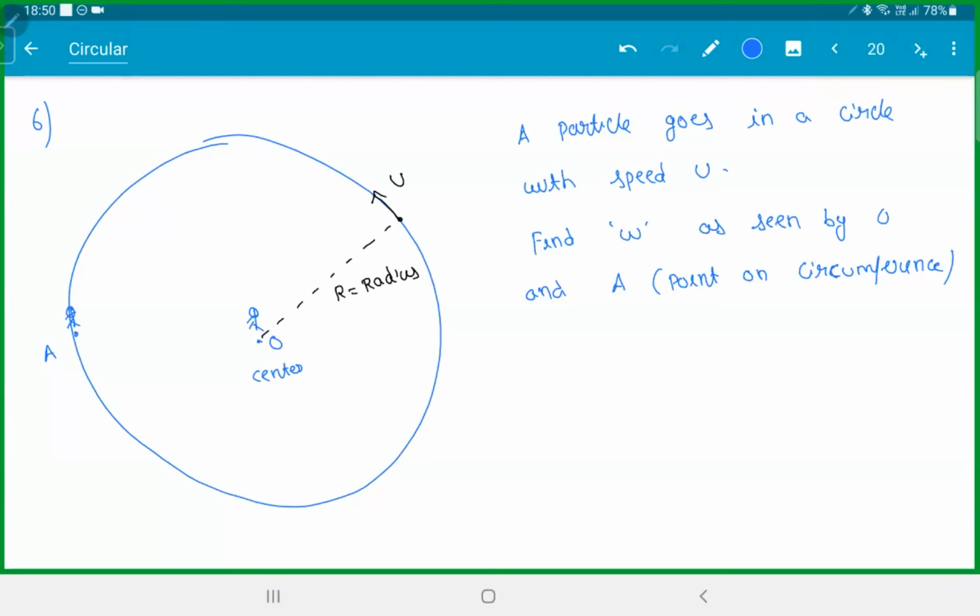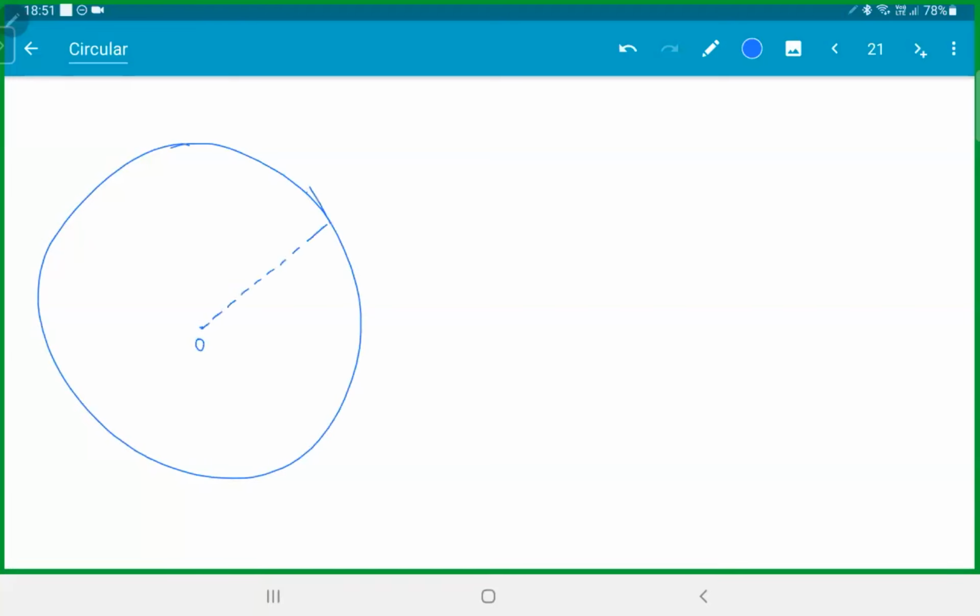See, Aryan, dimensions are not matching. What are you talking about? U square by R is acceleration. So when you stand at O, if this is u, this is perpendicular, this is angle theta. We know omega as seen by O is u by R, v tangential. This is also d theta by dt. But you can't do the same thing for A.